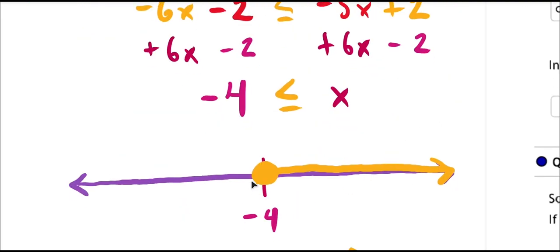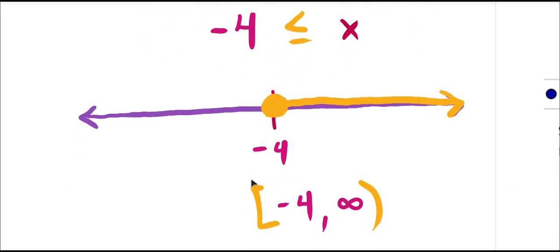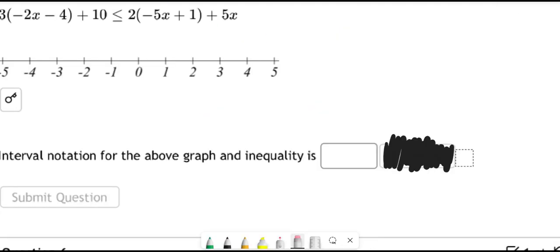Now, for this, we would use a closed circle because this is an inclusive inequality. It includes minus 4 as its edge case. And we want all the x's greater than that, so we shade on this side. To write that in interval notation, we use a bracket to indicate that we have included the minus 4. We go all the way up to infinity as an upper bound, but we don't include the infinities, so we use a parenthesis. Let's check our work.